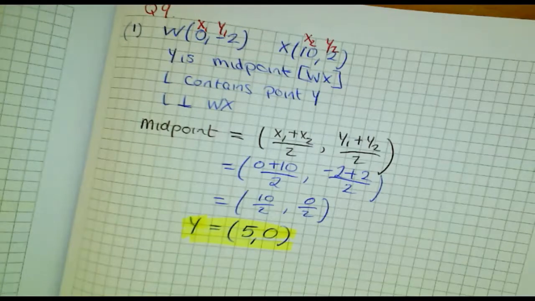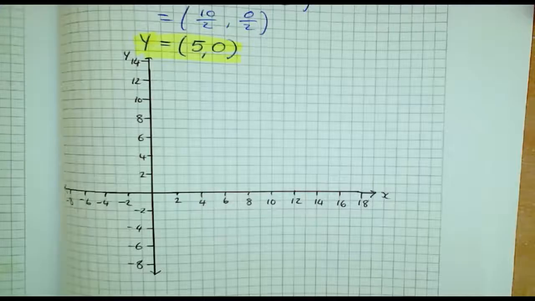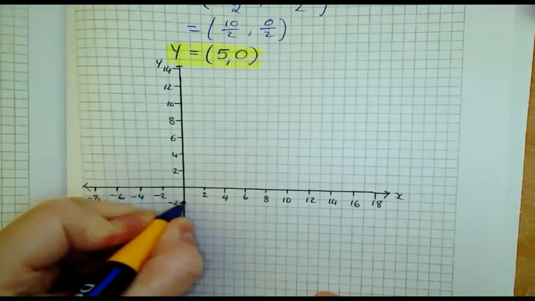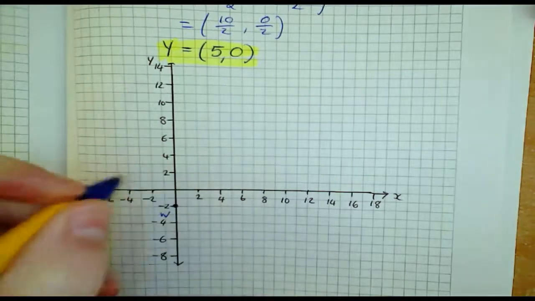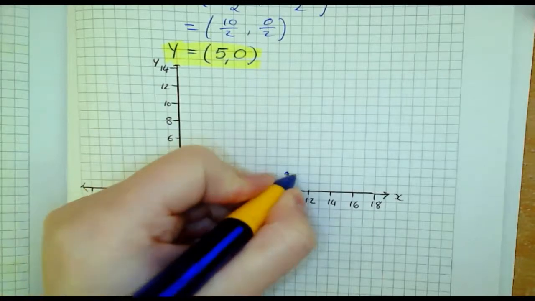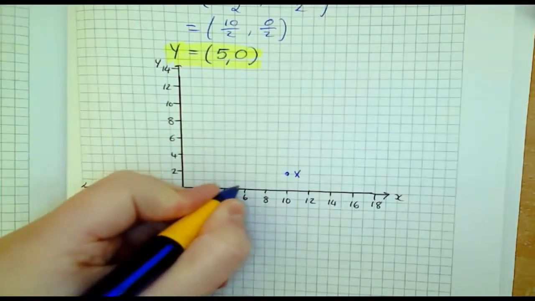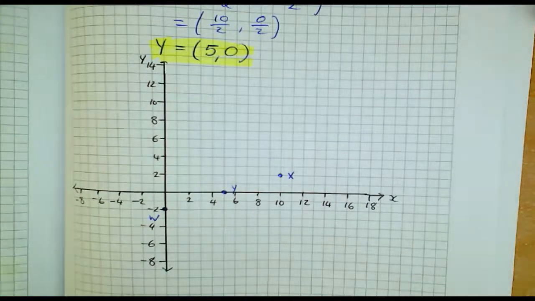So part 2 then asks us to plot the points W, Y and X. So I've just drawn out my axis there, my X and my Y. So now I'm going to plot the points. So my W is 0, minus 2. My X then is 10, 2. And Y then is 5, 0. So that's part 2 done.